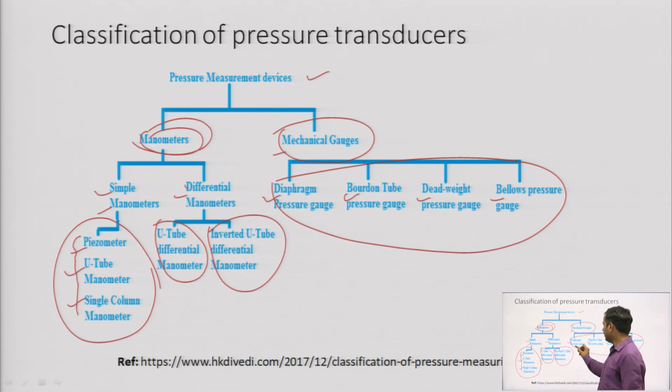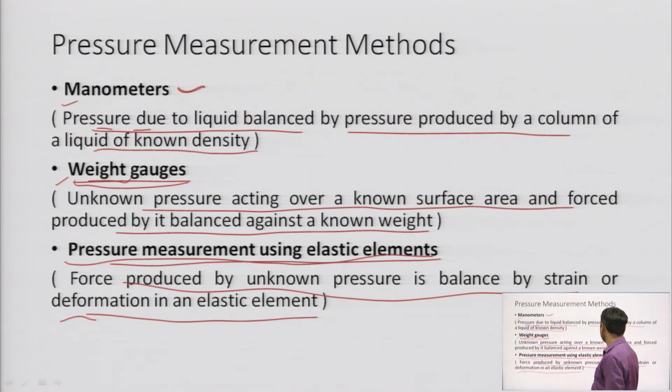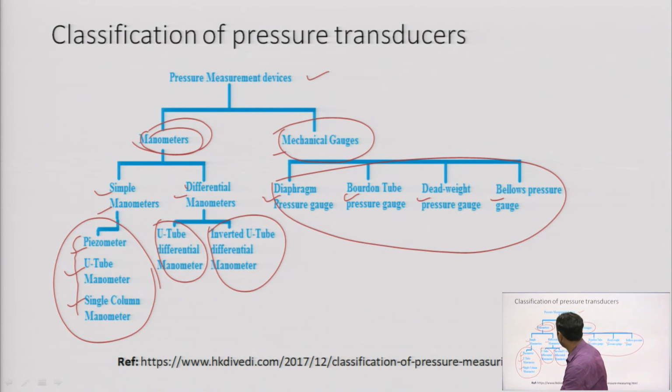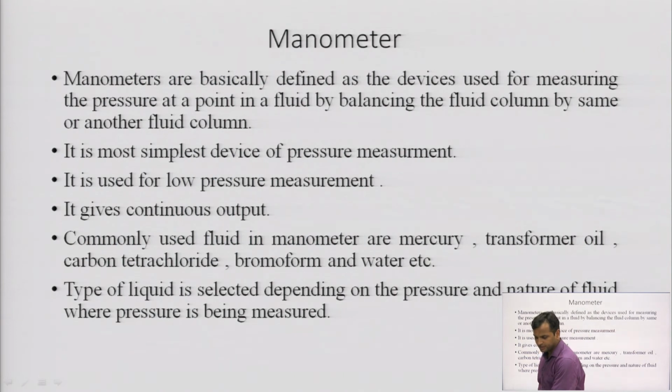So, that will form the last category of our pressure measurement, that is pressure measurement using elastic elements. In that we can call these mechanical gauges. These are the elastic pressure transducer, diaphragm gauge, Bourdon pressure gauge, dead weight pressure gauge, and bellows pressure gauge, that we will see next.